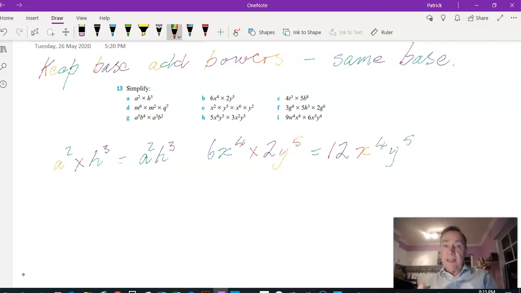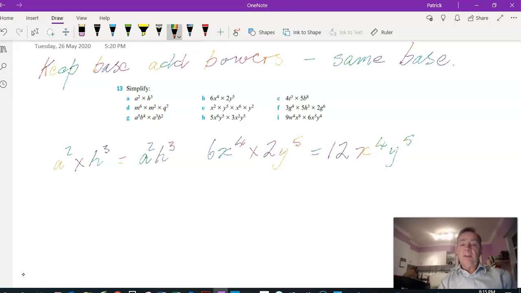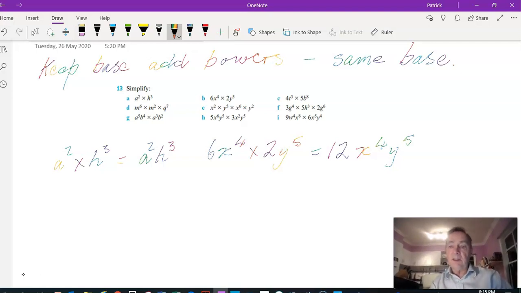So we haven't kept the base and added the powers because we haven't got the same base, but we have multiplied the coefficients, the 6 and the 2, and we've multiplied as we did earlier before we did indices. But then C, 4t cubed times 5b to the 8th becomes 20, 4 times 5, 20 times b to the 8th t cubed. Pretty straightforward.